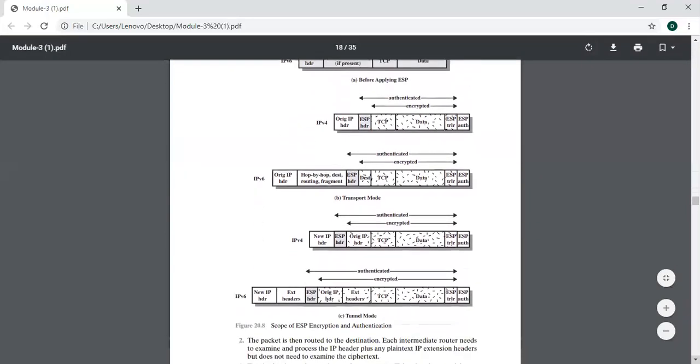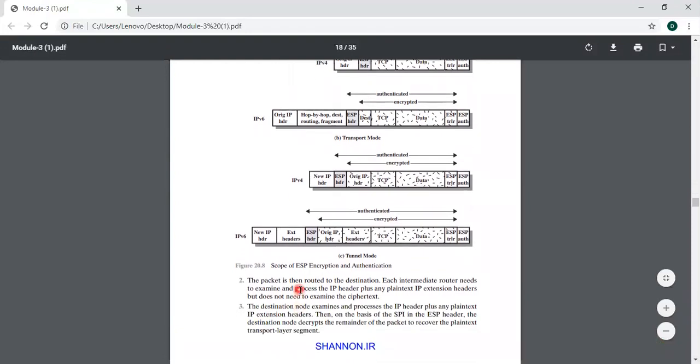Then in figure C, you can see tunnel mode. Here the entire packet is encrypted. The packet is then routed to the destination. Each intermediate router needs to examine and process the IP header plus plain text extension header, but does not need to examine the ciphertext.